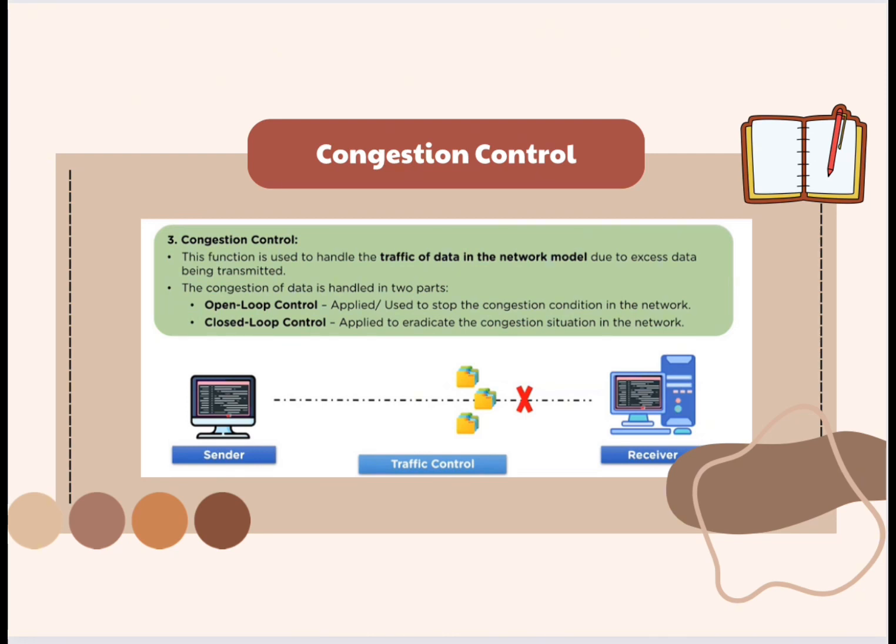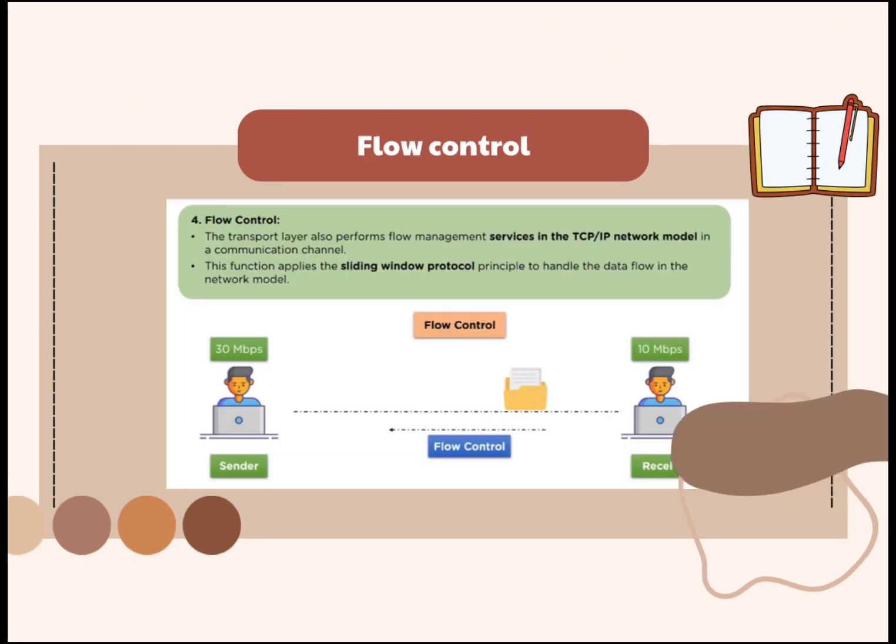Okay, next, flow control. The transport layer also performs flow management service in the TCP or IP network model in a communication channel. This function applies the sliding window protocol principle to handle the data flow in the network model.